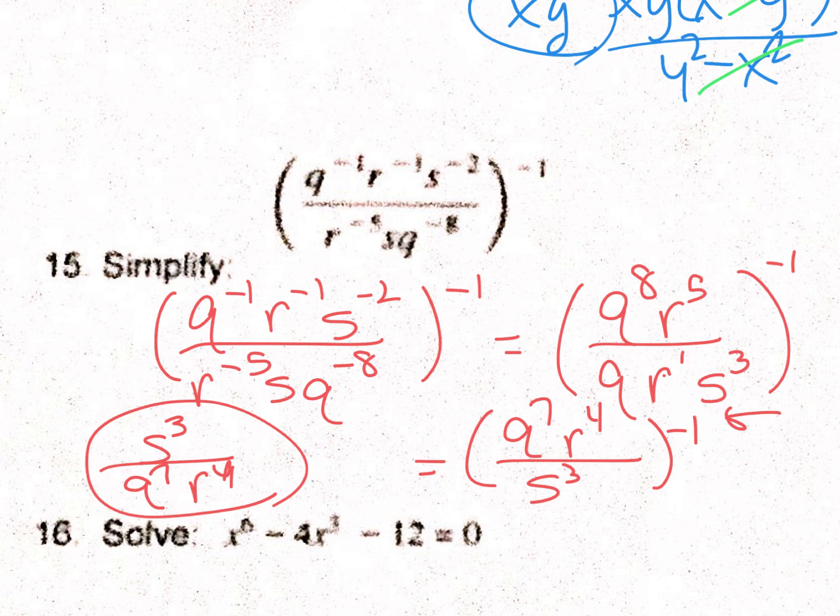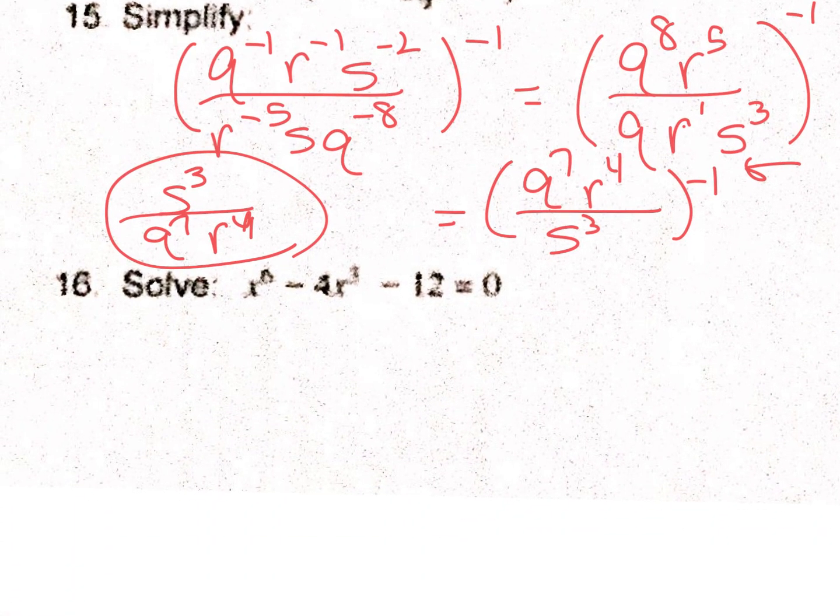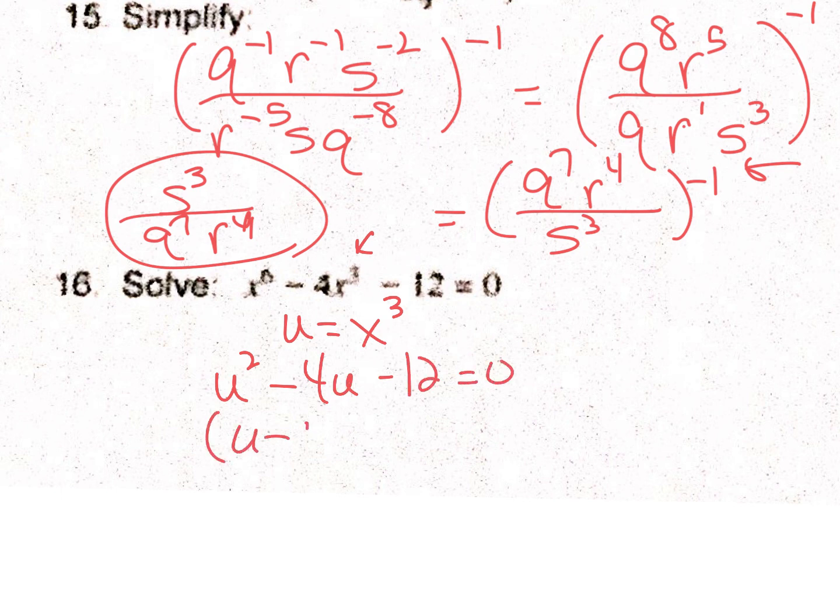Okay, 16. Last one. All right, here's how we do these. When we were doing these, remember, anytime the middle exponent is half the first, we would use u and say u equals that middle variable, x cubed. Then I'll put the u's in for the x's. U squared minus 4u minus 12. I'm going to factor that with 6 and 2. It should be a plus 2 equals 0. So I get u is 6 and u is negative 2.